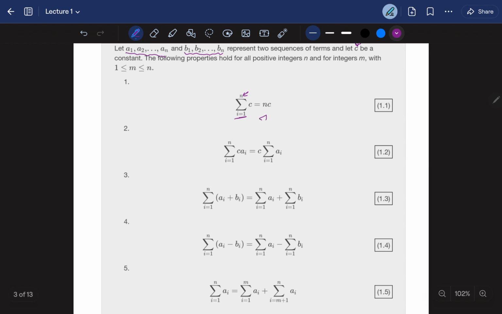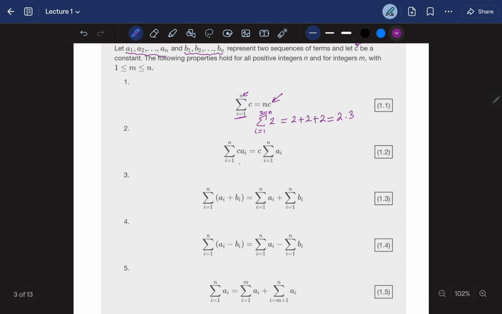Let's see why that works. For example, if I take the summation of 2 where I goes from 1 up to 3, this means I want to add 2 to itself 3 times. So this is just 2 times 3. This is where we get N times C, because here my N is just 3.